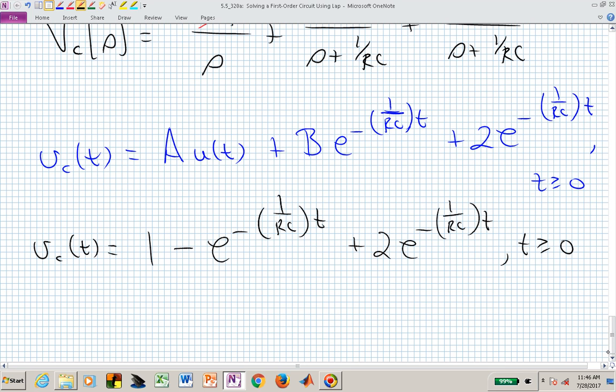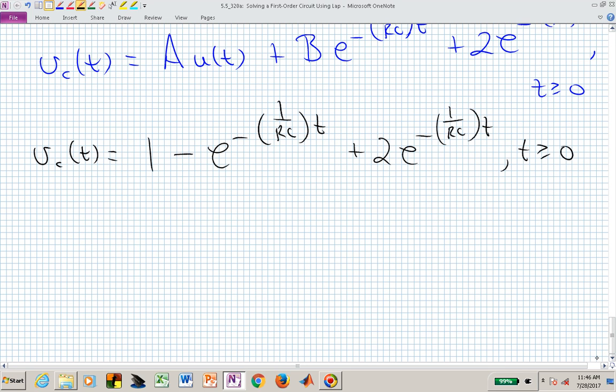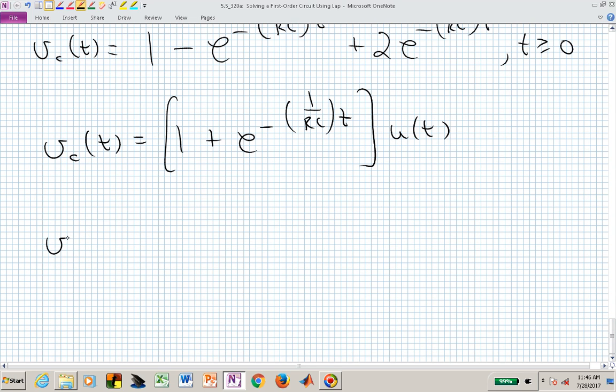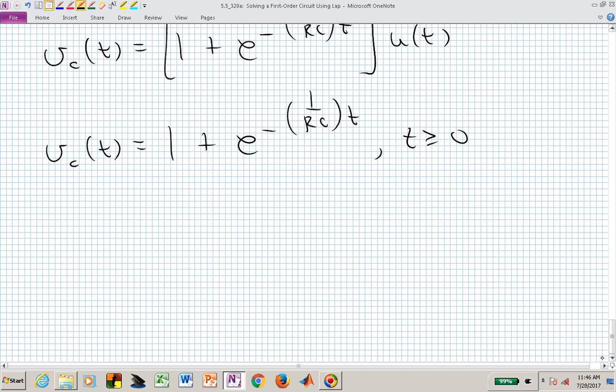We now have a couple of terms that have the same exponential weighting or shape. We could combine those. V sub C of t now becomes 1 plus e to the minus 1 over RC t, and that's true for t greater than or equal to 0, and we can make that happen by simply switching it on with the unit step. Or if you don't like that way of writing it, just say 1 plus e to the minus 1 over RC t for t greater than or equal to 0.